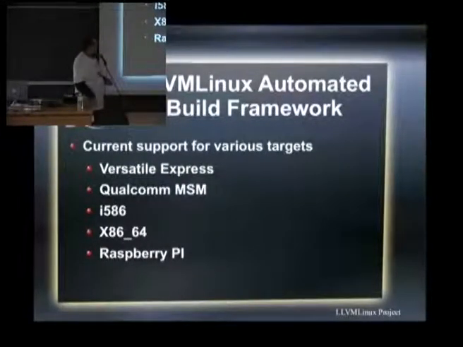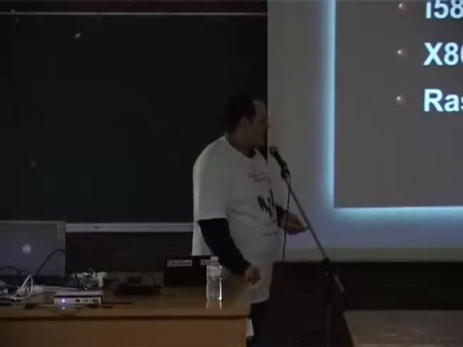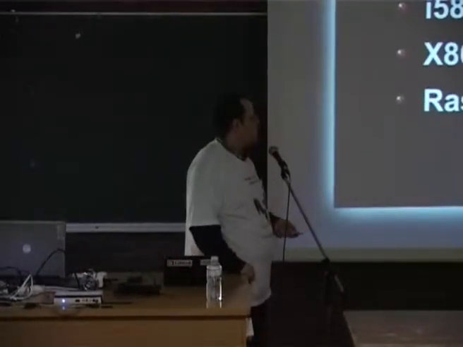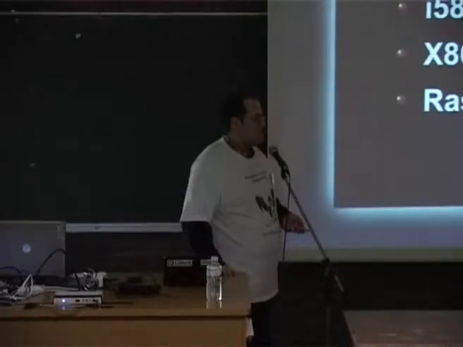There are a few targets. We have the Versatile Express, but also a target for the MSM boards, i586, x86-64, and Raspberry Pi. I think we will merge a BeagleBoard target in the next days, if it's not merged yet. But that's pretty rough. Still, it's quite easy to set up your own target. Just copy the template, make a few adaptations, and boom, you have your own target. So it's quite easy to create your own versions and adaptations.